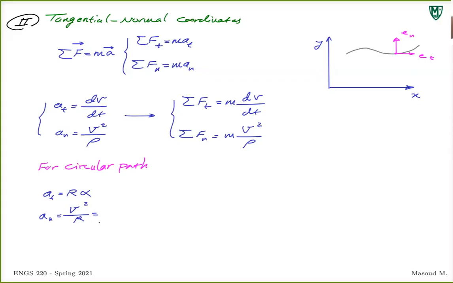If you replace these components, again, we derived these equations, I'll just give you the final expression, r omega squared. So in a circular path, you can just plug this in and you still get summation of forces in tangential direction would be m r alpha, and summation of forces in normal direction would be m r omega squared.